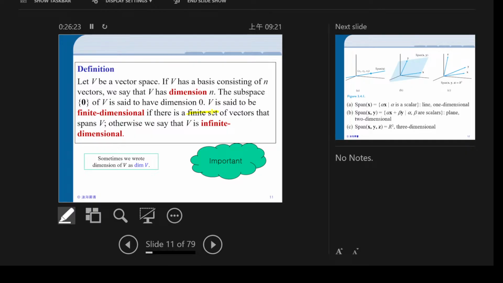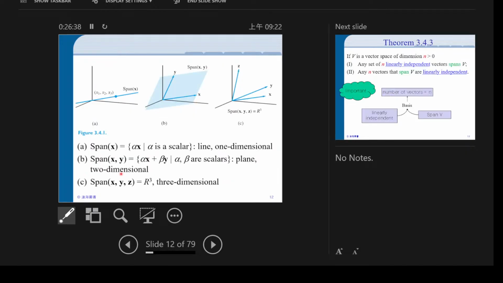Okay. And so a bit of notation here. For the dimension of V, sometimes we write it as this mathematical term. Okay. So it's just dim V, dim for dimension. Okay. And a few quick examples of dimensions of vector spaces. So you have a vector space that's spanned by one vector in R3, and this is a one-dimensional subspace, or a one-dimensional vector space, and it's a line. So a line is one-dimensional, just like our intuition. So the span of only one vector is one-dimensional.